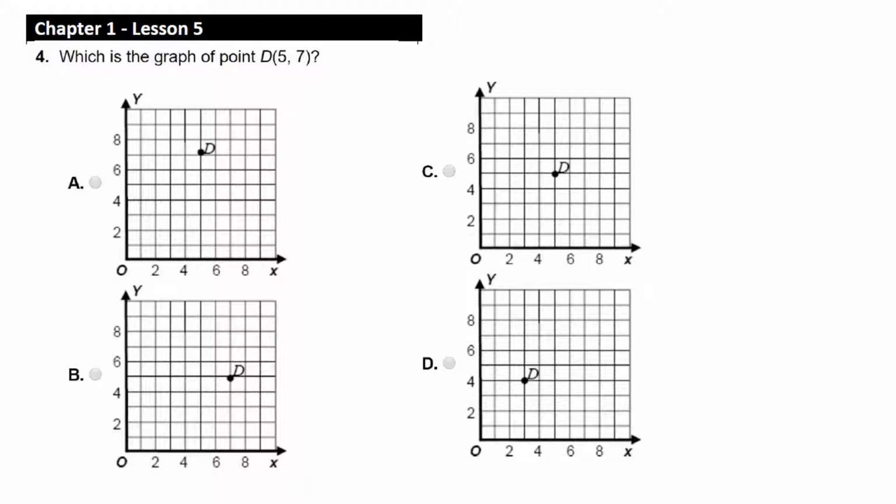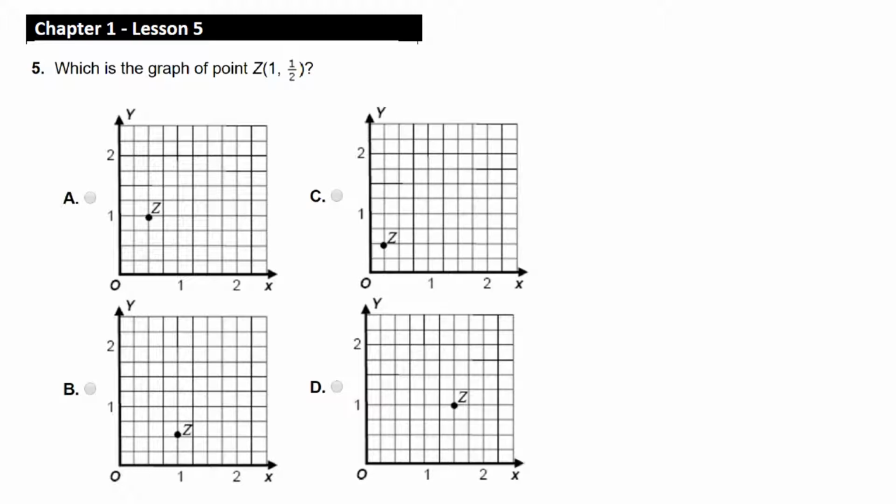Which is the graph of point 5, 7? Okay, so here we go over 5, up 7. So this is 5, 7. So this is your answer right here. But let's go through all of them. Okay, this one is 7, 5. Okay, C is 5, 5. D is 2, 4. Which is the graph of point Z, 1.5? The answer is B, 1.5.